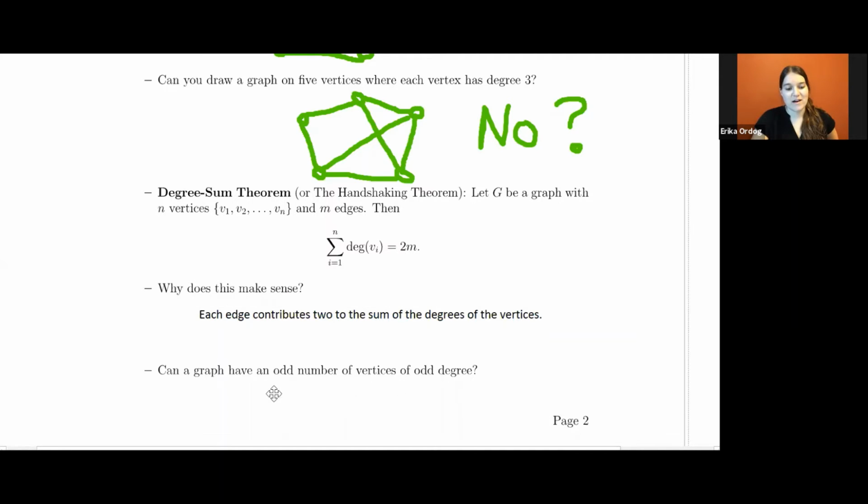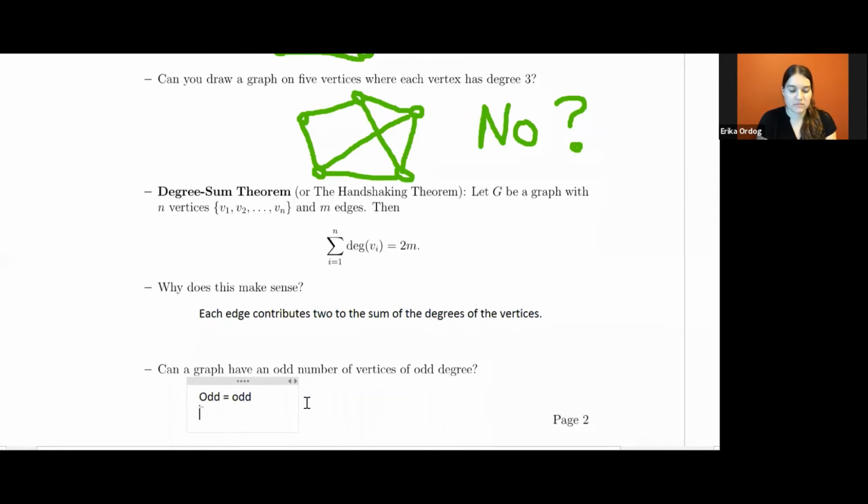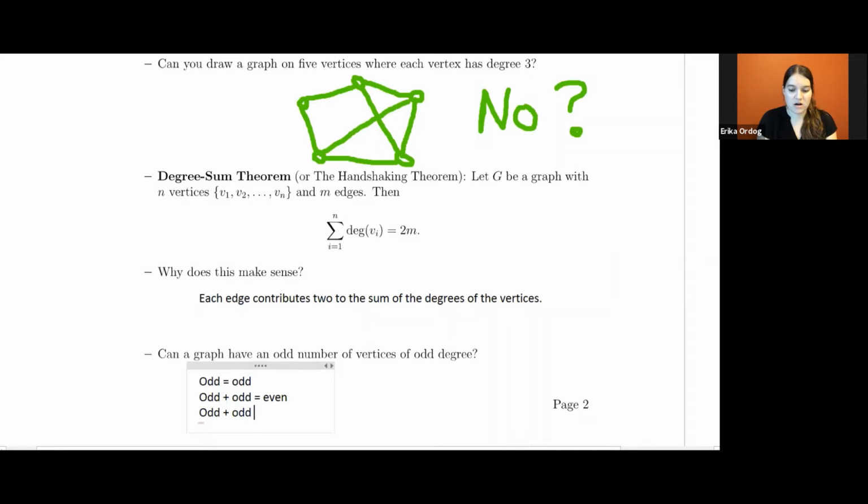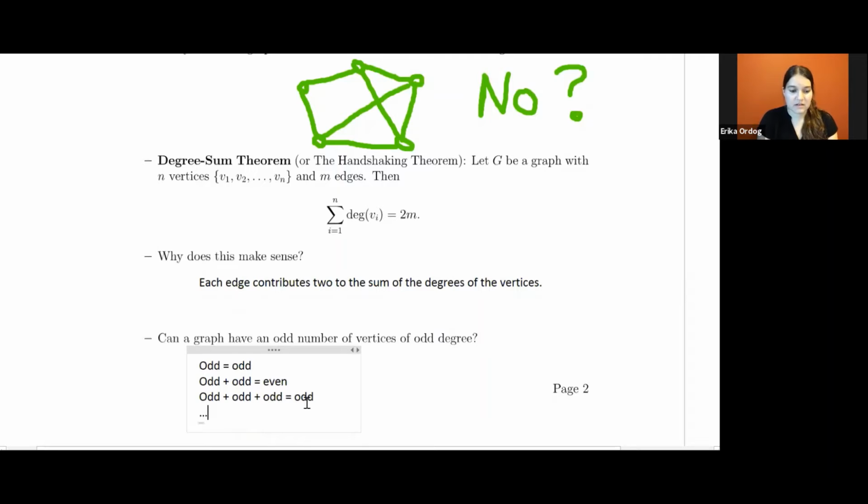So now, can a graph have an odd number of vertices of odd degree? Well, let's think about this sum on the left here. We're adding up the degrees of vertices. What if each of these degrees is odd? If we add an odd number to nothing, that's going to be odd. If we have odd plus odd, what do we get? We get even. And if we have odd plus odd plus odd, that's odd again. And this is going to alternate. So if we add odd numbers an odd number of times, we're going to get an odd number.